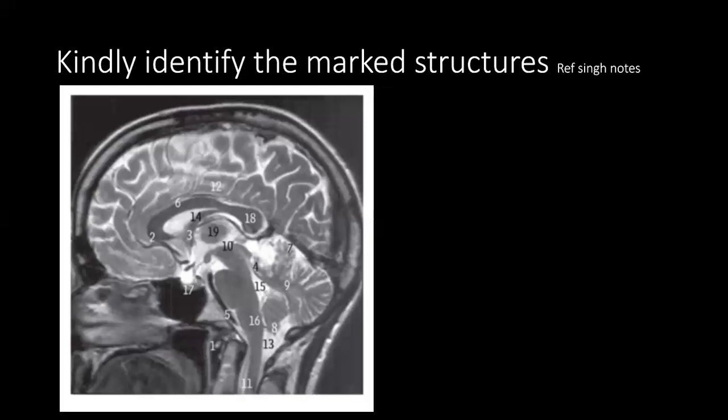Right. If you could also tell me the structures on which cranial nerve 3 is pressed against. This is the petrous part of temporal bone. Petrous part of temporal bone. Okay, good. Thank you.